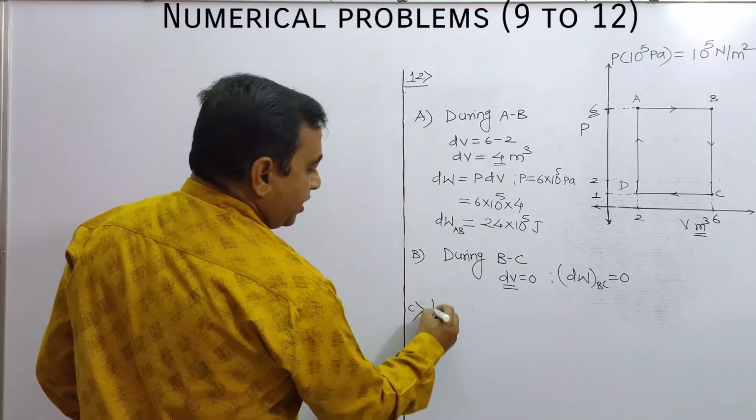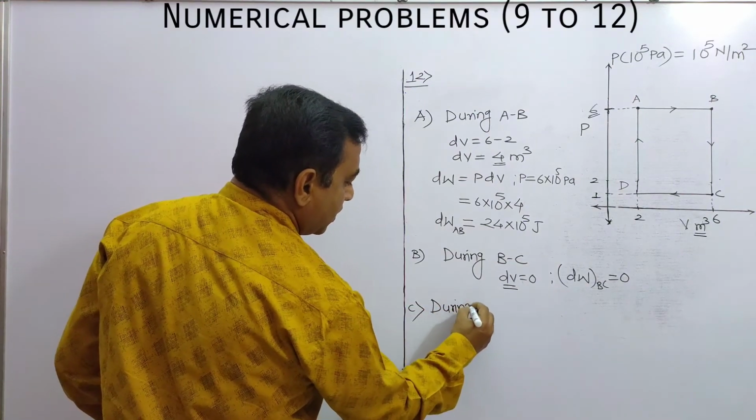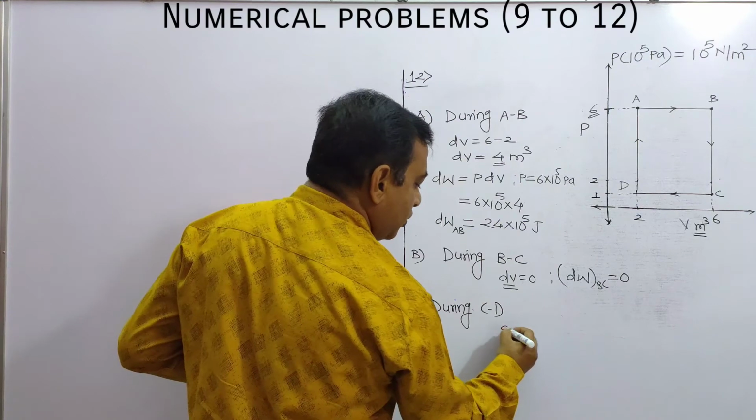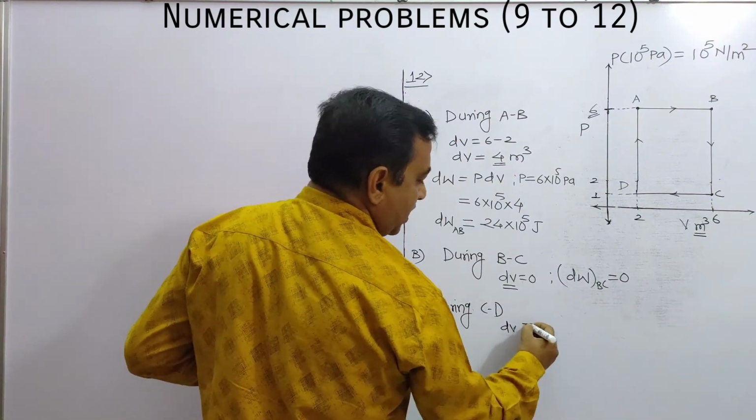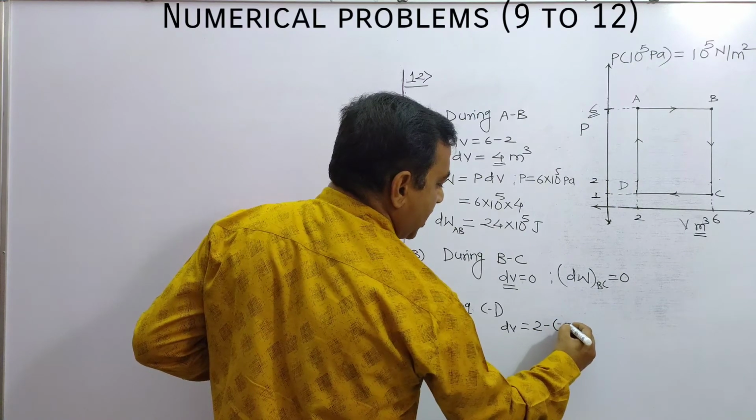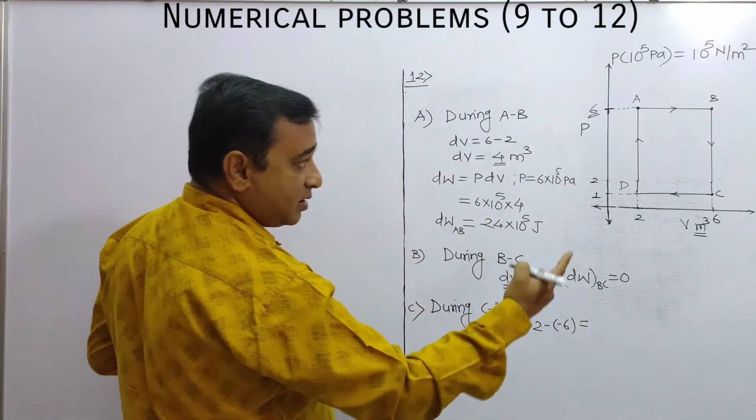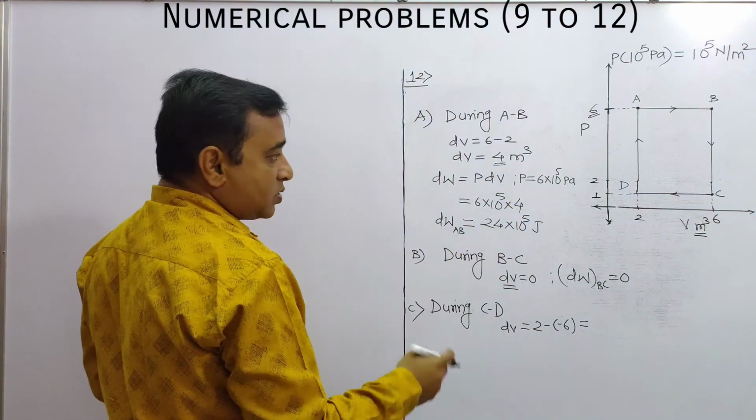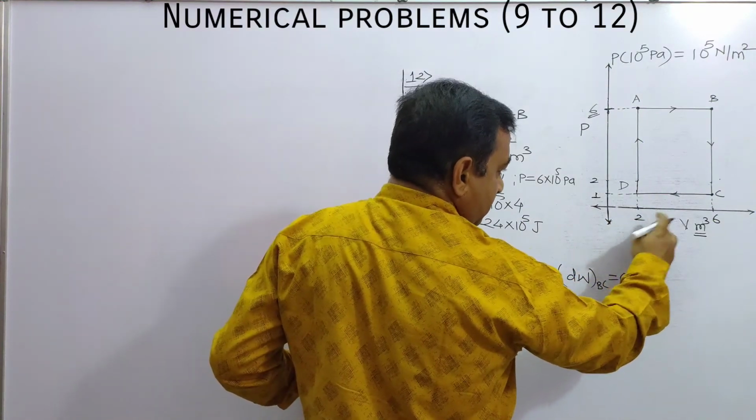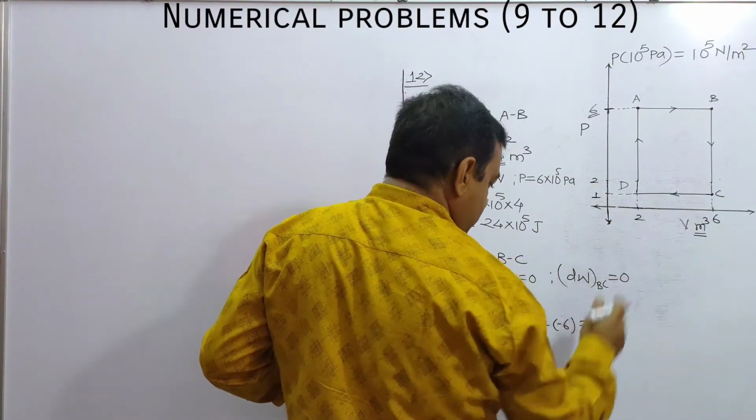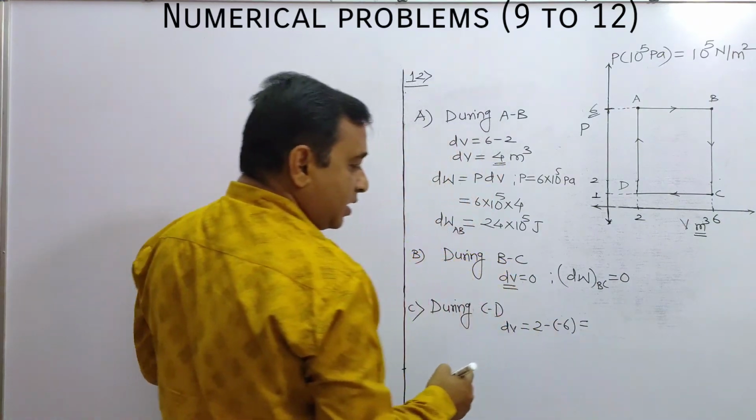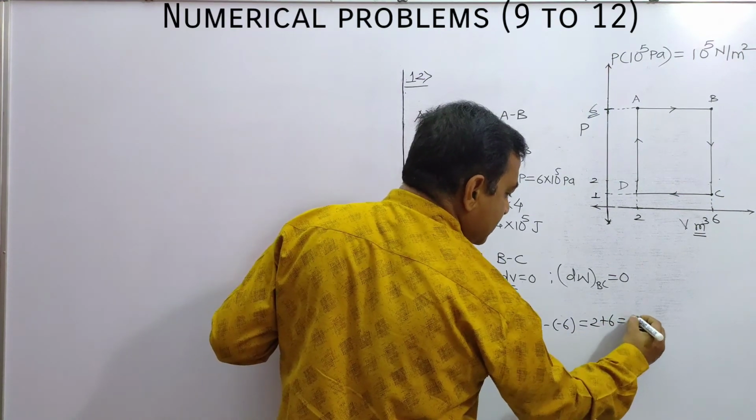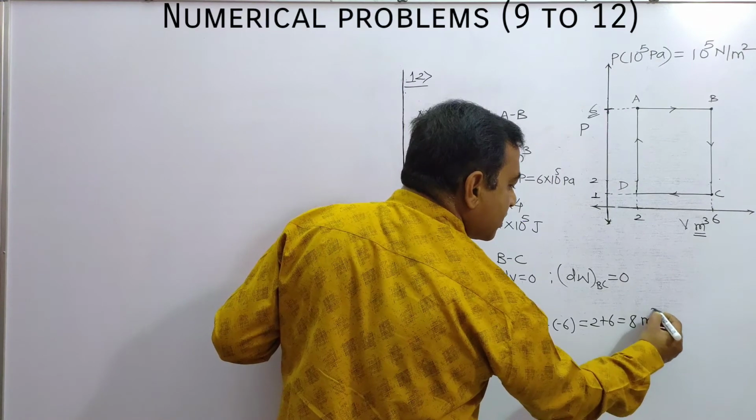What about the third process, C to D? We know the change in the volume during C to D is 2 minus, in bracket, minus 6. See the direction, from this side to this side, C to D. So the 2 is negative because the direction is negative, minus negative. So the change is 2 plus 6, it is 8 meter cube.